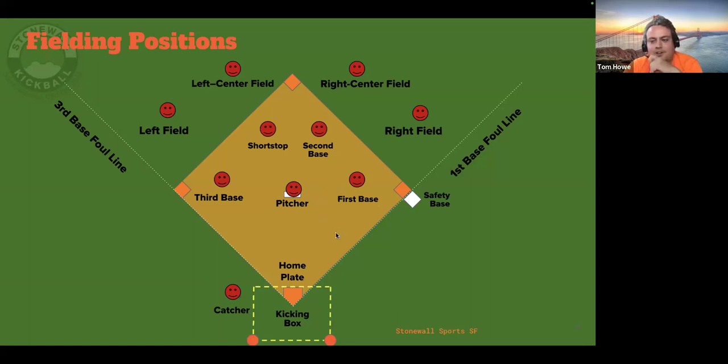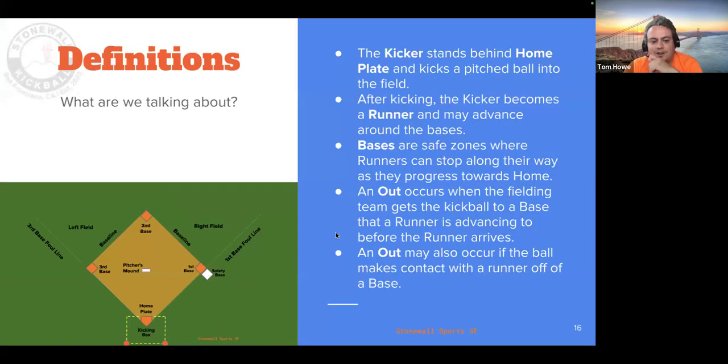Hearing none, I'll go ahead and move us on to just some definitions. So we've covered the layout of the field. We've covered the idea of having a kicking team and a fielding team. And remember, those two teams will trade off. So, for maybe 5-10 minutes, you'll be the kicking team, and then there'll be a change to you being the fielding team. And that essentially happens when the fielding team successfully accomplishes 3 outs.